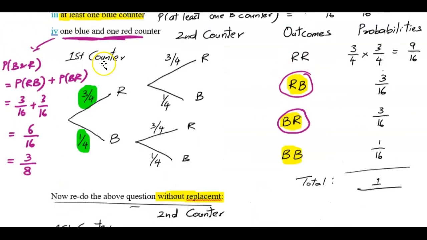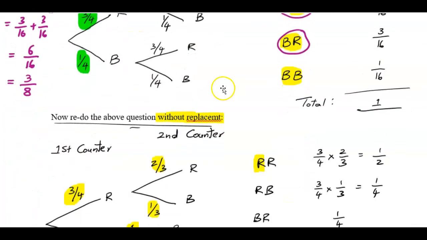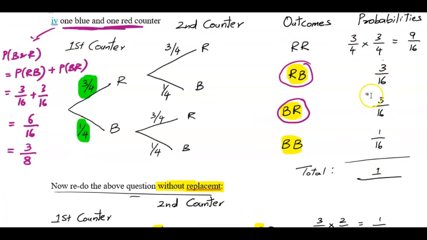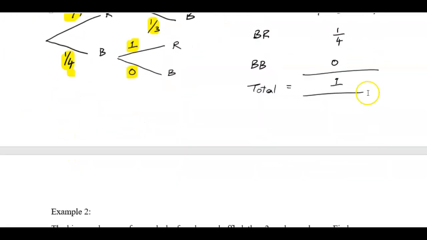Now, for the rest of the section, these things are going to be the same, except we're going to be using these probabilities instead of the ones that we had in the previous tree diagram. That's going to be the only difference for the rest of the question. All right, moving on. Let's look at a second example here.